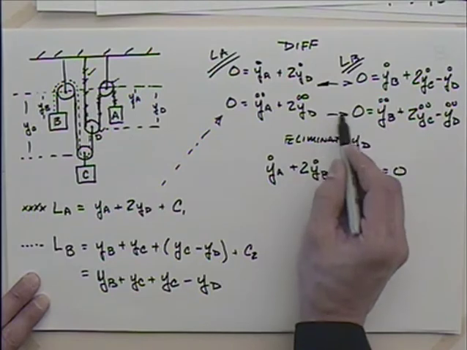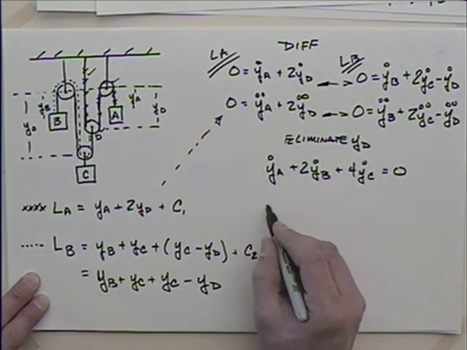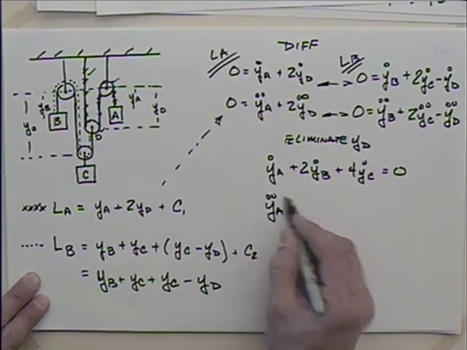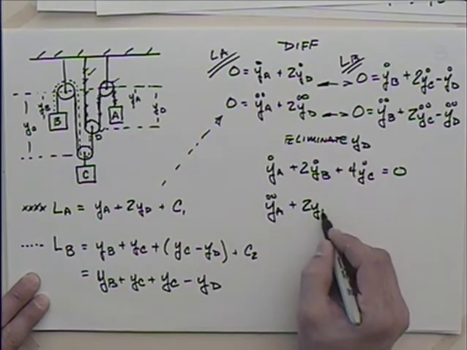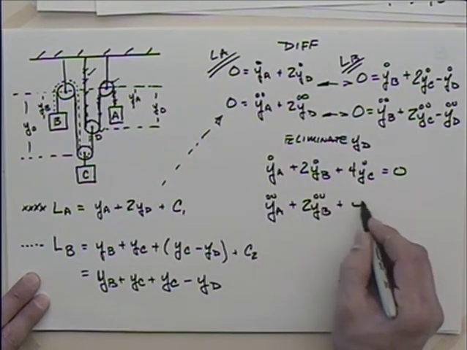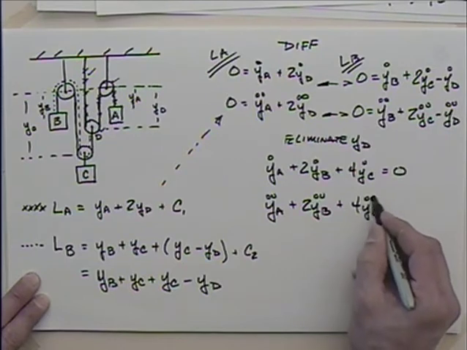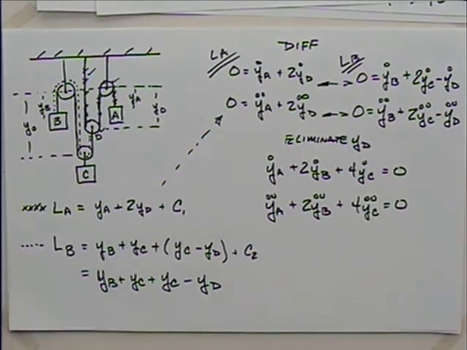Likewise, if I combine these two, I could say that y sub a double dot plus 2 y sub b double dot plus 4 y sub c double dot is equal to 0.